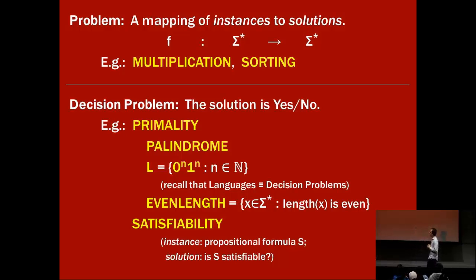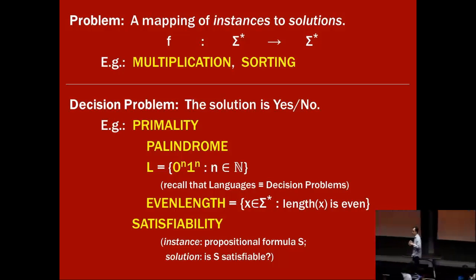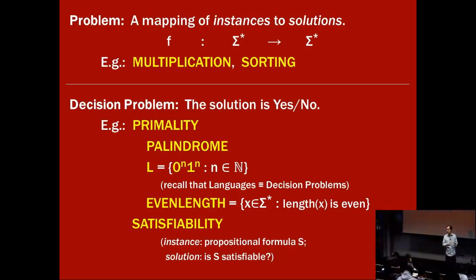We also like to concentrate a lot on this special case of a decision problem. It's essentially without loss of generality. A decision problem is just a problem where the solution is either yes or no, or true or false, accept or reject. Okay, so we saw some examples of decision problems from last time, like primality. Given a number, is it a prime number? Palindrome, given a string, is it the same as its reverse? This is one we talked about last time.